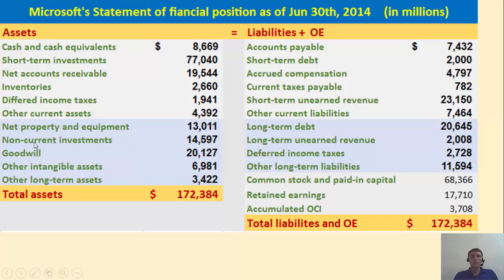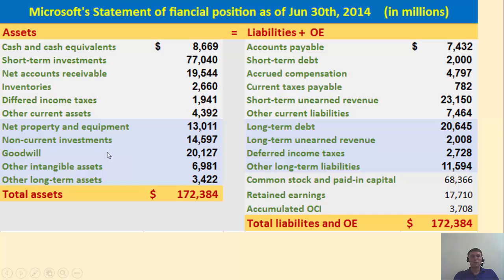So here we have the property and equipment, net of what? Well, net of depreciation. We kind of take a charge. We reduce the book value of property and equipment as we use them. In addition, we have non-current investments. Again, these are investments in stocks and bonds of other firms that the company intends to hold for a longer period of time.